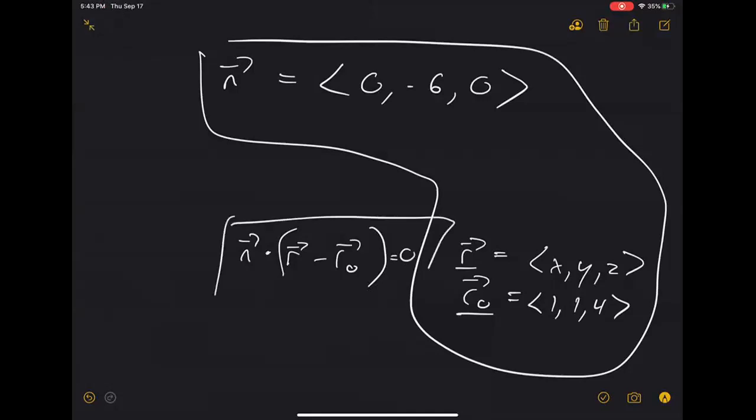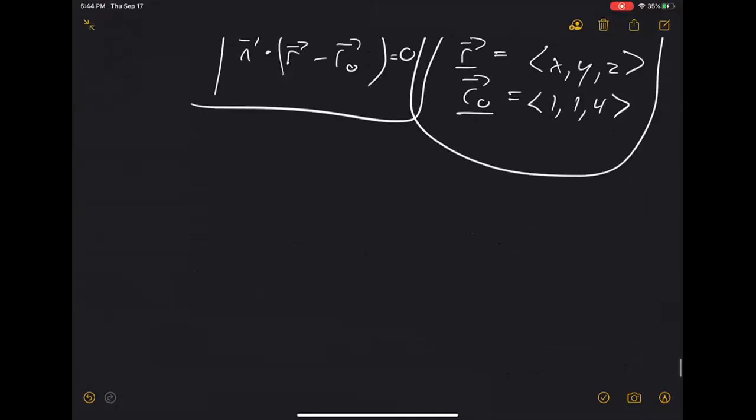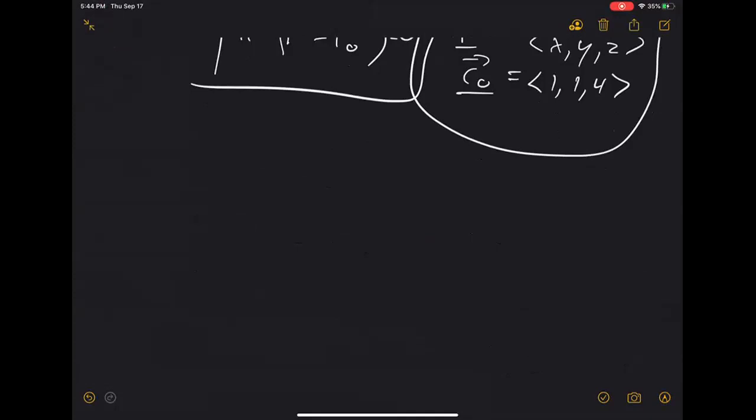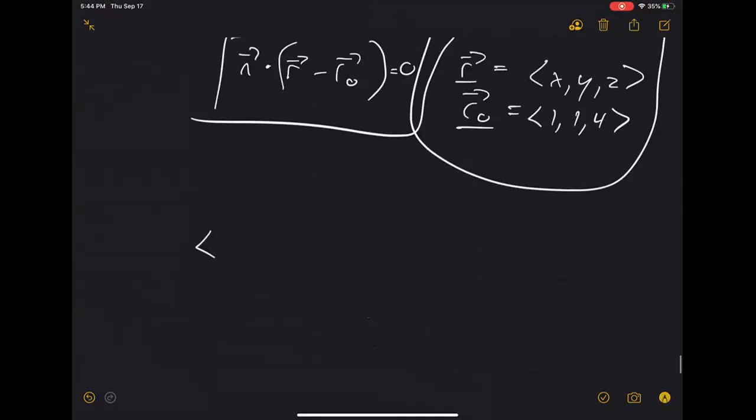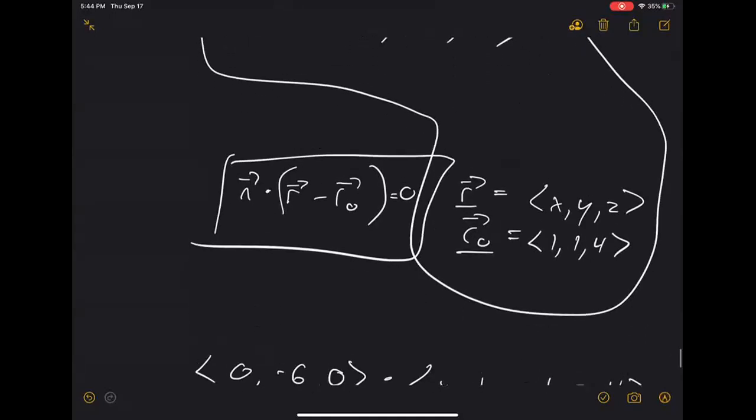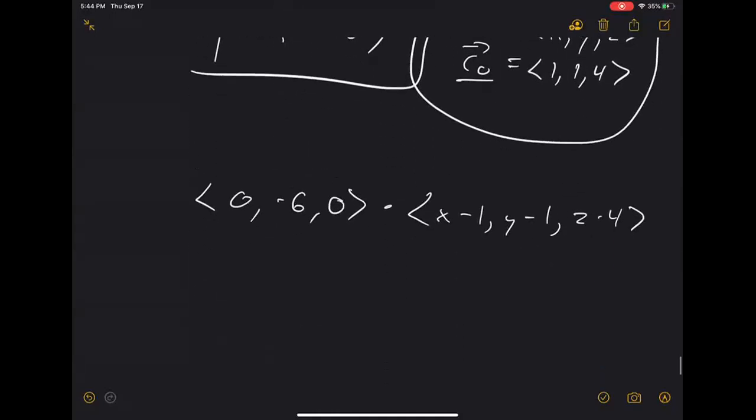Okay, this thing. So all of this information together would satisfy as a solution. Or what we could do is write it out in the more parametric form, more explicit form. We could say, okay, what was it? N is 0, negative 6, 0, dotted with x minus 1, y minus 1, z minus 4. Okay. So all I've done is I've subtracted r0 from r, and I'm taking this dot product. And then I'm just expanding this equation.